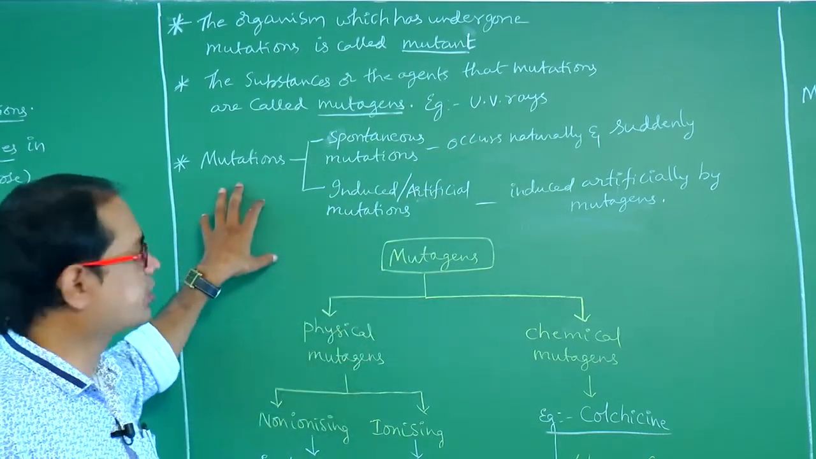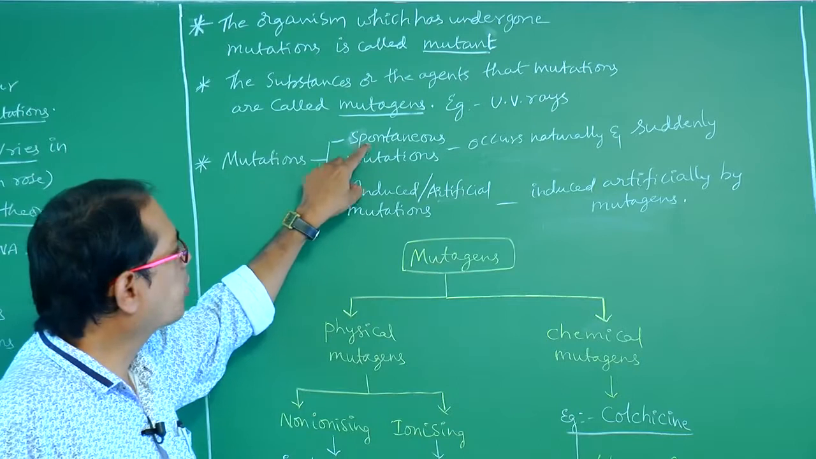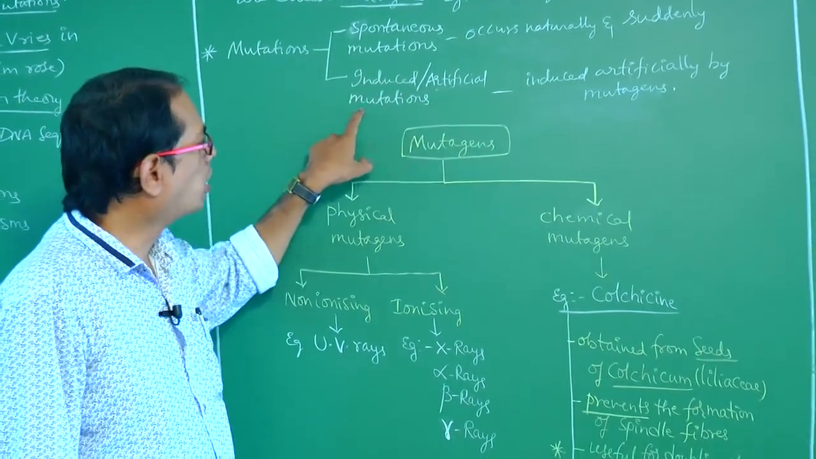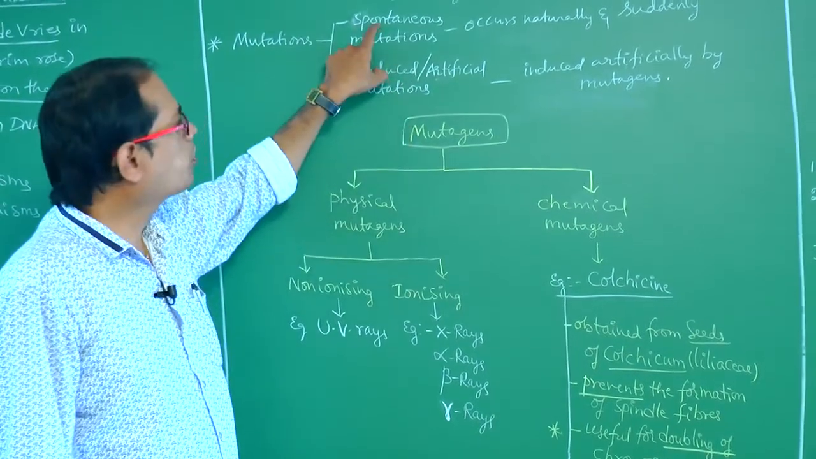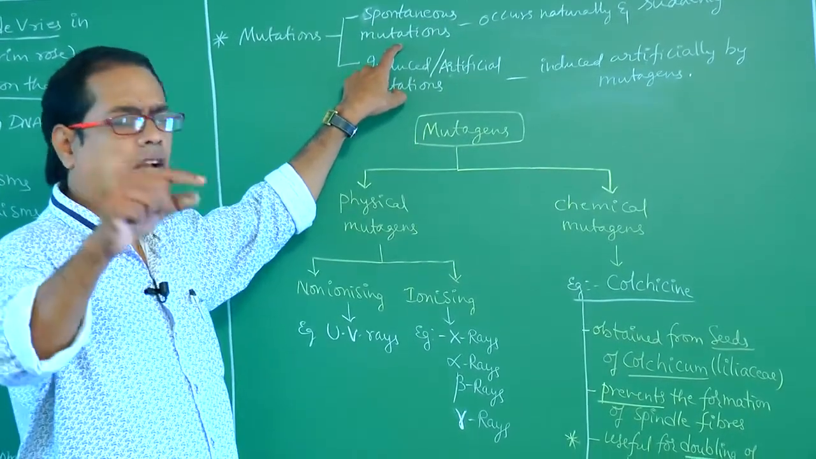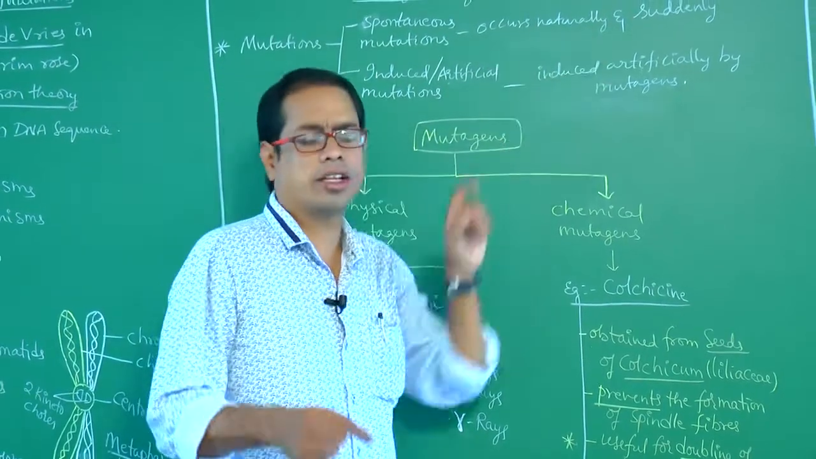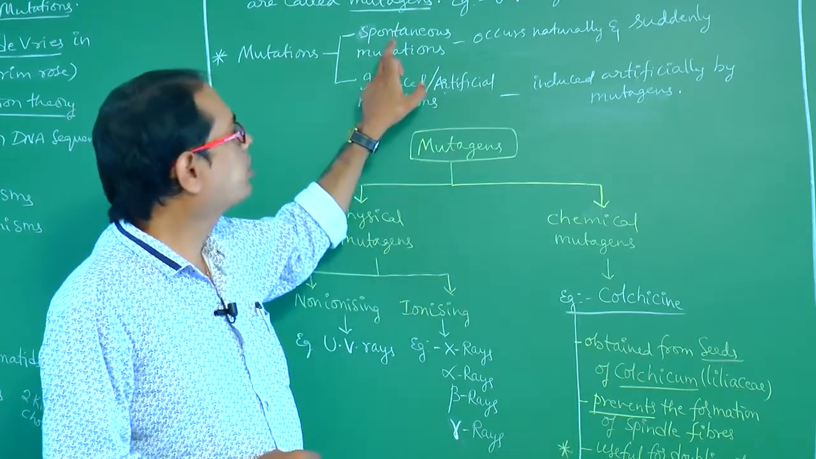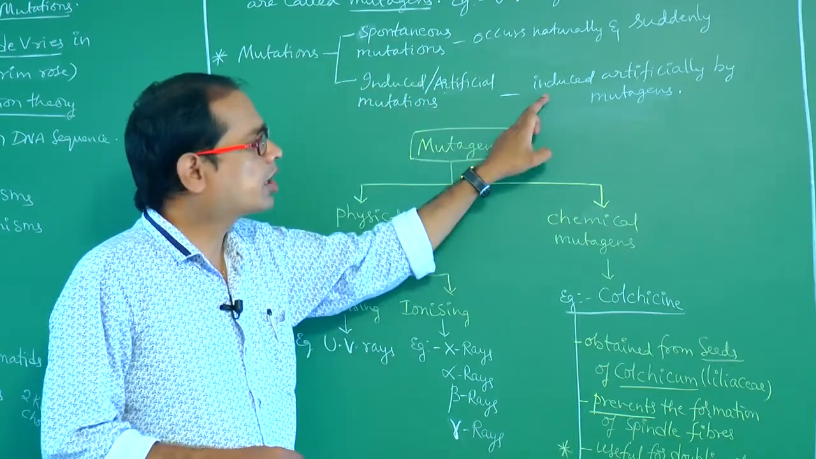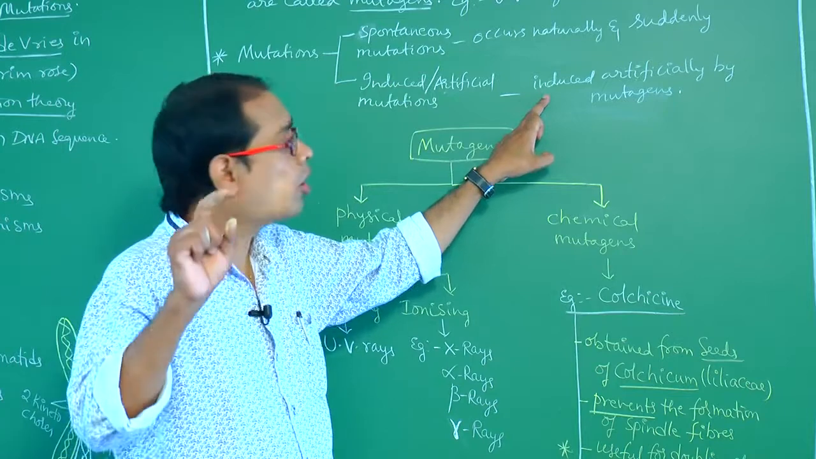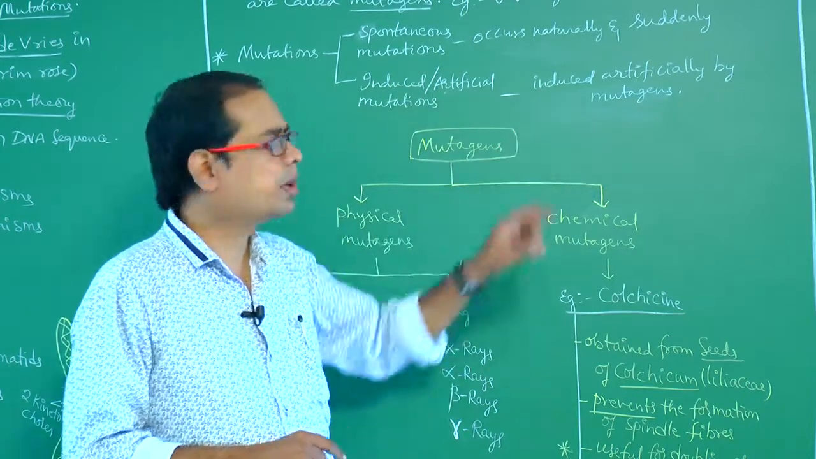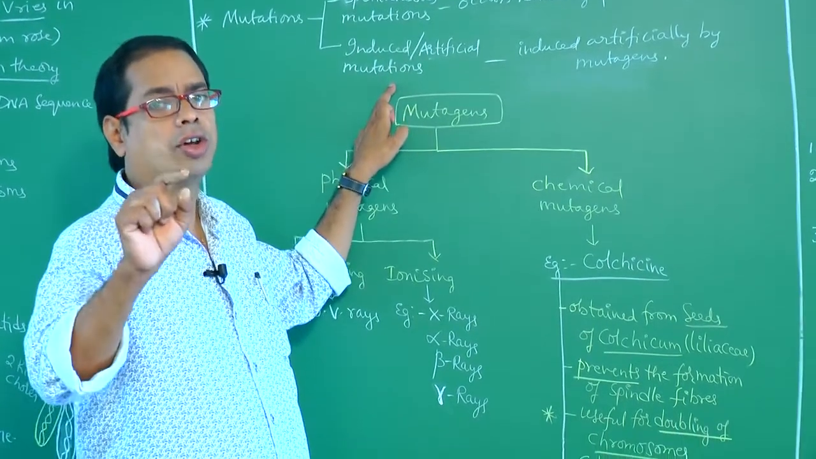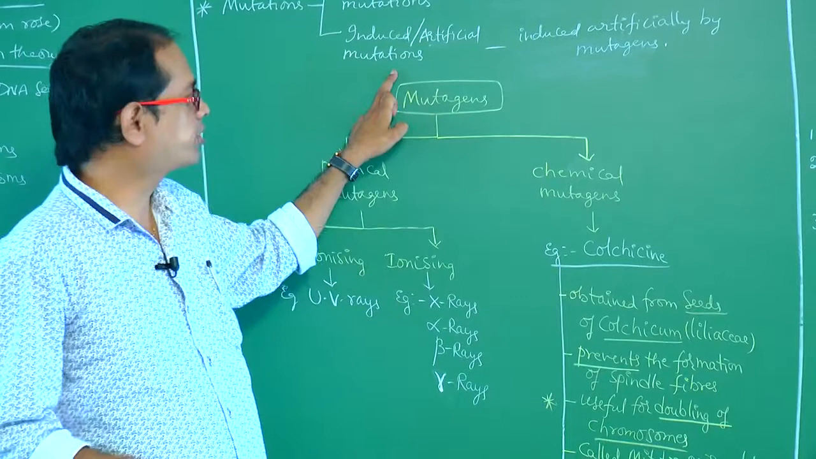Right, these mutations are simply two types: spontaneous mutations and induced mutations. Spontaneous mutations are those which occur naturally and suddenly. Those which are induced artificially by mutagens, that is by manual means, are called induced mutations, also called artificial mutations.